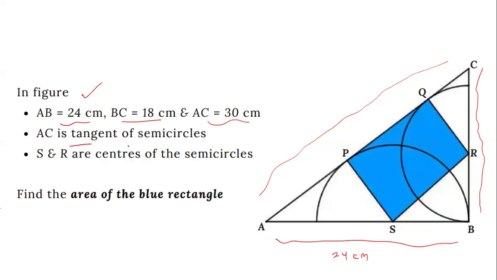So AC is tangent to the semicircles. You can see that this is one semicircle and this is another semicircle. So AC is tangent to both, and S and R are the centers of the semicircles. So this S is the center of this semicircle and this R is the center of this semicircle. We have to find the area of this blue region. So first try to solve it, then we will see the solution. So let's start.